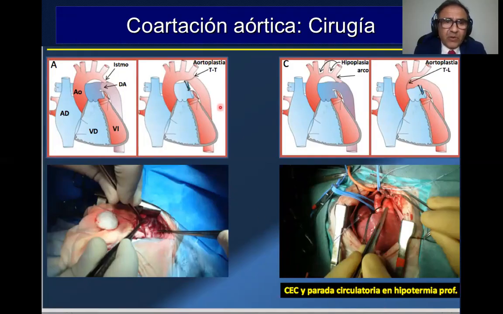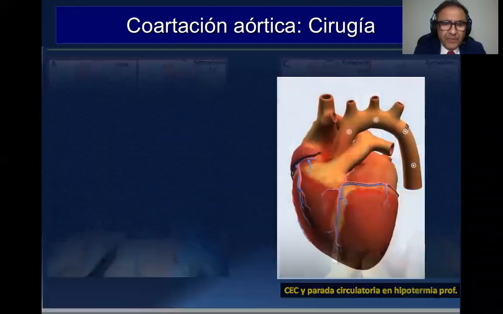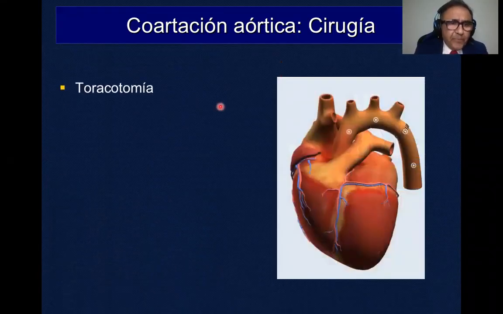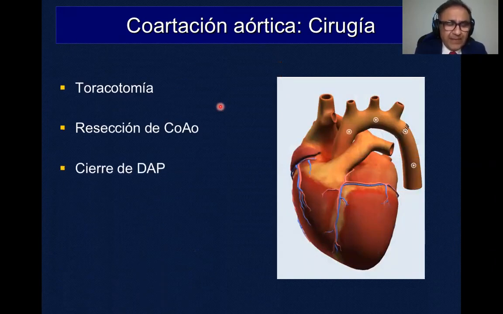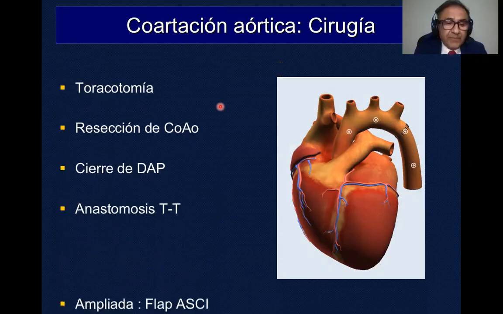A thoracotomy is performed. The aortic coarctation is resected at the narrowed segment. The ductus arteriosus is closed, and an end-to-end or extended anastomosis is done if the aortic arch is very hypoplastic, using a left subclavian artery flap.